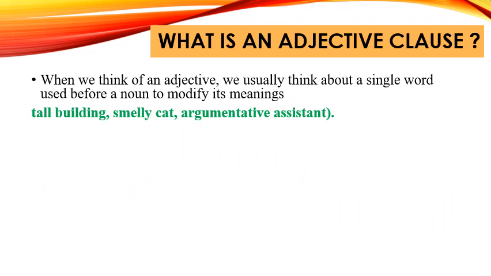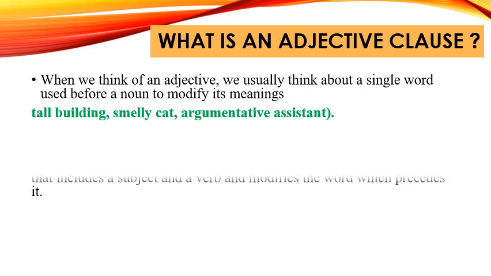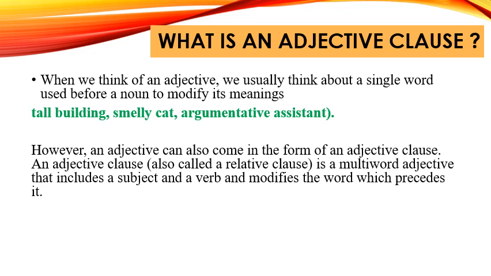What's an adjective clause? You know earlier that an adjective is usually a word which describes or modifies a noun. For example, tall building. It gives a trait. A smelly cat, argumentative assistant. This is what we have learned. In some instances, the adjective can be in the form of a group of words. An adjective can also come in the form of an adjective clause, a multi-word adjective.